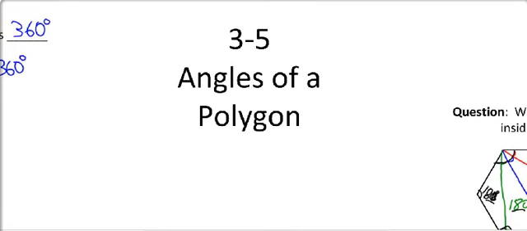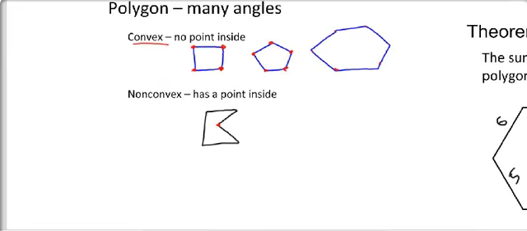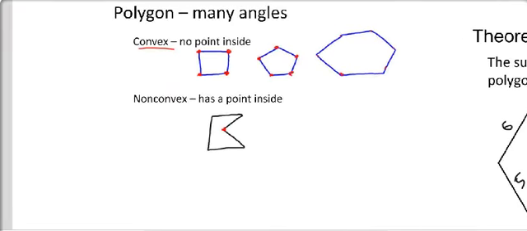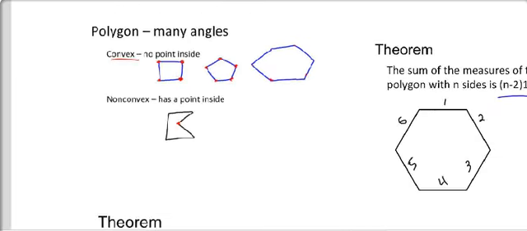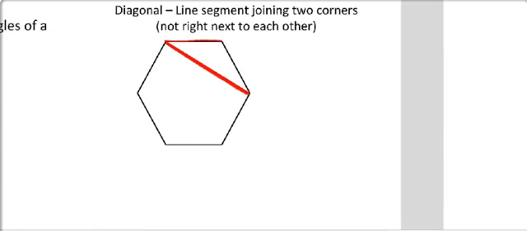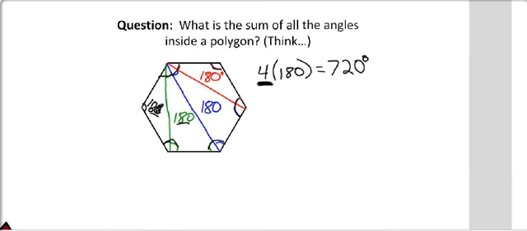Alright, we got to polygons finally. In 3.5 we looked at convex polygons where there's no point inside, and then non-convex where you've got a point on the inside. If you wrapped a rubber band around that non-convex, it would not hit all the sides. Mostly we talked about convex polygons though. We drew a diagonal in. A diagonal goes from one vertex to another, one corner to another.